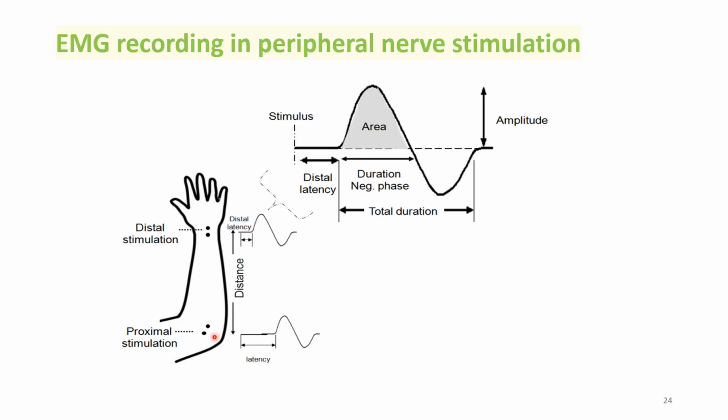See this? You can stimulate here or you can stimulate here. This is the latency and this is the positive peak. This is the negative peak. This is the total duration. Actually, this is not amplitude. From here to here, there is a height, that is the amplitude.